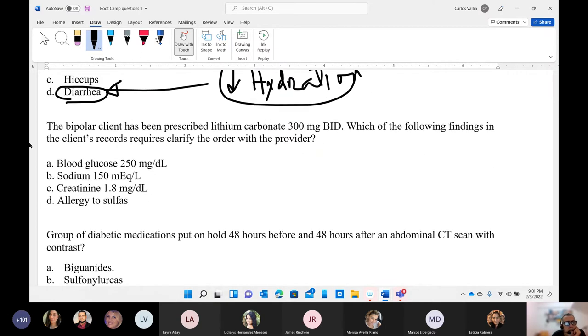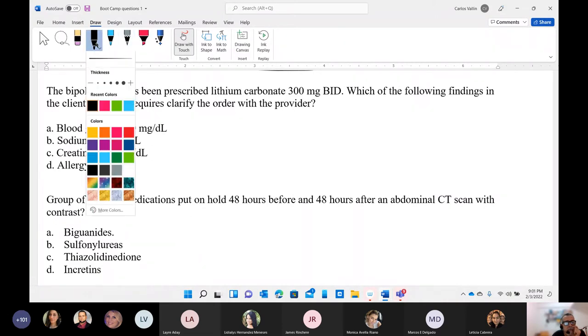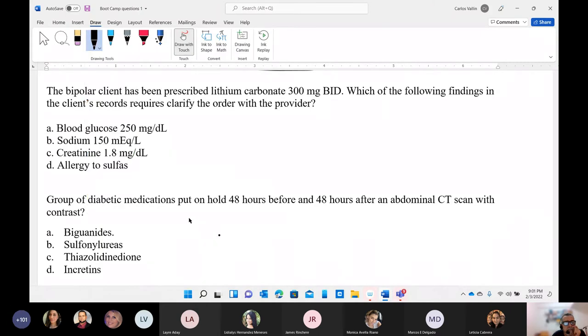The bipolar client has been prescribed lithium carbonate 300 milligrams BID. Which of the following findings in the client's records requires clarifying the order with the provider? Blood glucose high, sodium high, creatinine 1.8, allergy to sulfas. Creatinine. I agree with you, because it is the third element that I needed to comment on regarding lithium toxicity.